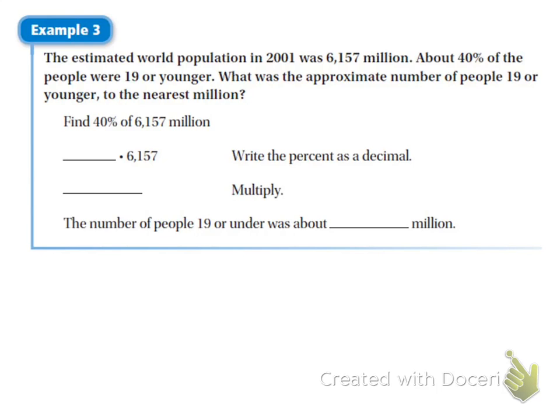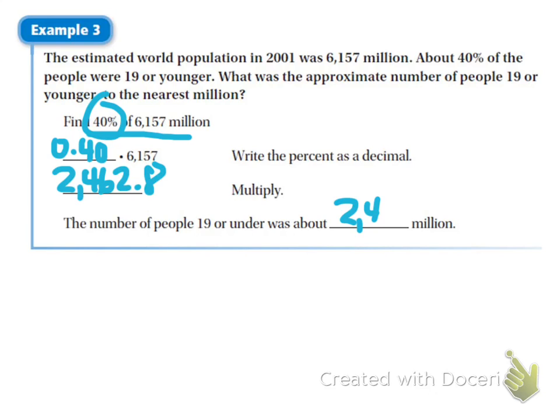Okay, so we need to find 40% of 6,157 million. So we're going to write the percent as a decimal. I move my decimal over to 0.40 times 6,157, and I multiply. When I multiply these numbers, I find that my answer is 2,462.8. So the number of people 19 or under was about 2,463 million. Notice I rounded to the nearest ones place. They told me to round up, so it became 63.